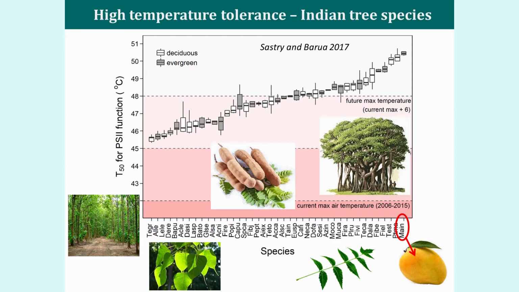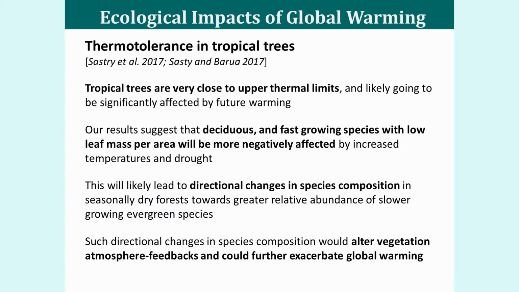So it's good to know that in future climates, mango will still continue to do pretty well and we'll still have our favorite fruit. This study and other studies associated with this have shown that the thermal limits of tropical trees from India are very close to the temperatures that they're likely to experience in future climates. Our results also showed, importantly, that deciduous and fast-growing species may be more negatively affected by these increased temperatures and also drought, and that this will likely lead to directional changes in the composition of future forests in this region, which will favor relatively slower growing and evergreen species.